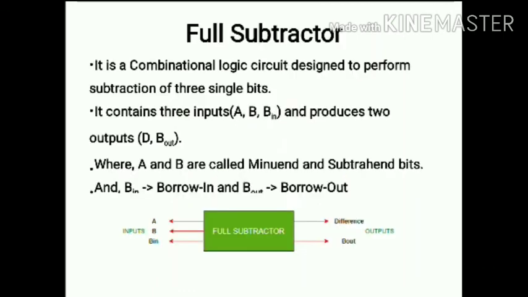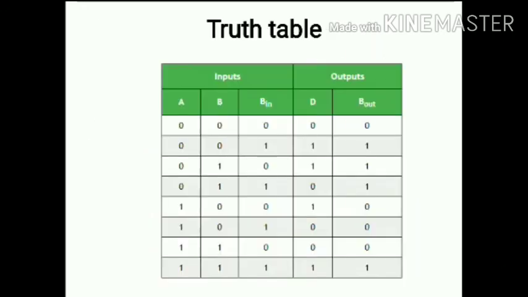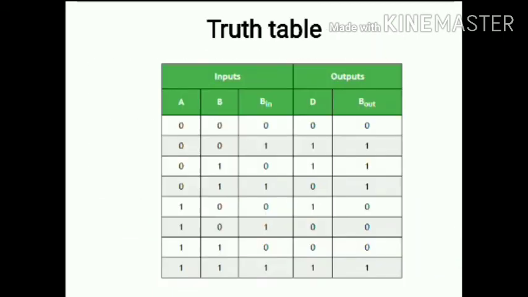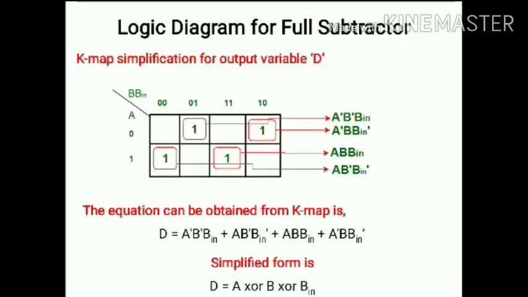full subtractor. Here also 3 input variables are used, so 2 power 3 is equal to 8. So we need 8 values. The 8 values are listed in the truth table: A, B, B in. And then using the subtraction logic, find the difference and borrow output. Based on the output, draw the K-map.